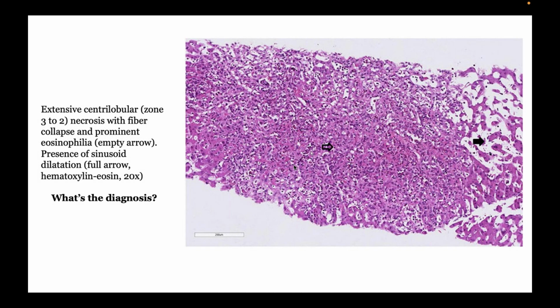The liver biopsy shows an extensive centrilobular necrosis, so zone 2 and zone 3, essentially zone 3, with fiber collapse, and the specific feature here is prominent eosinophilia. So there's a lot of eosinophils throughout this necrotic region. There's also some sinusoidal dilation right here. So what is the diagnosis?